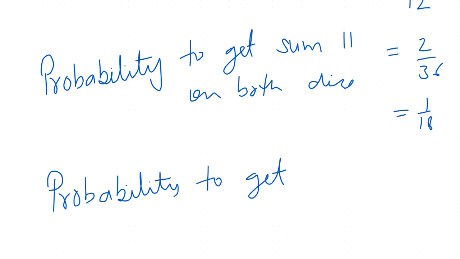Well, the probability on both dice is equal to 1 by 36. Did you get each and every step? Do you want to ask anything? No, ma'am. All right.